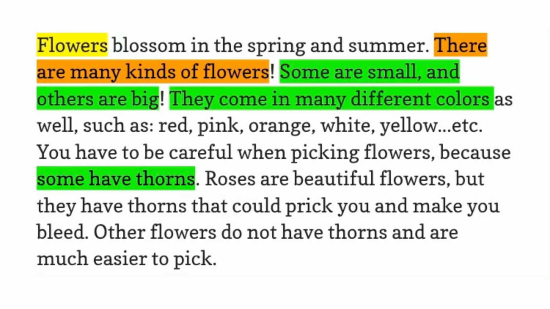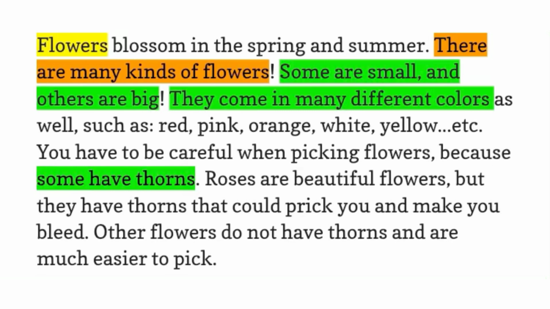Now we're going to keep reading to see if we can find more details. Roses are beautiful flowers, but they have thorns that could prick you and make you bleed. Does that tell us how they are different? Kind of, but we already mentioned that because we already talked about how some have thorns. So we can't use that part, but let's keep reading.